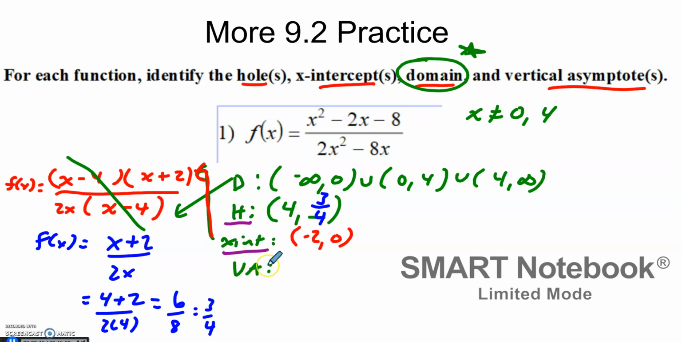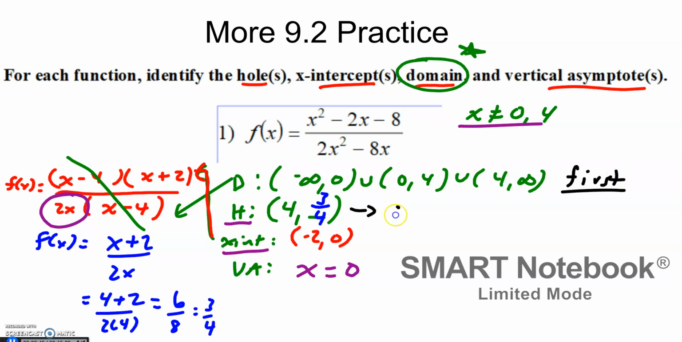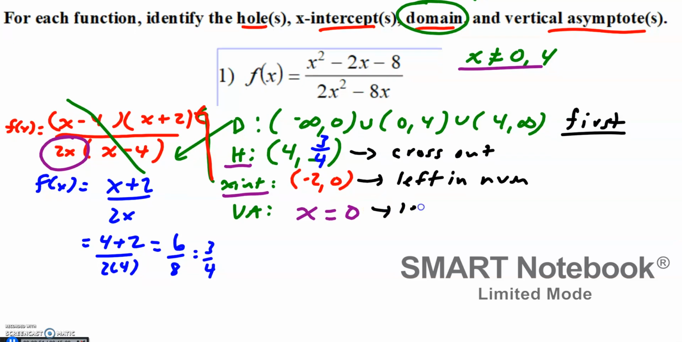My vertical asymptote represents the value that you cannot have. Originally, we had that x cannot be 0 and 4, but we said that 4 led to a hole, so the vertical asymptote is what's left over in the denominator, and if I set this piece equal to 0, I would get the vertical line x equals 0. So as a little summary here, the domain you always find first, the hole is what you cross out, the x-intercept is what's left in the numerator, and the vertical asymptote is what is left in the denominator.